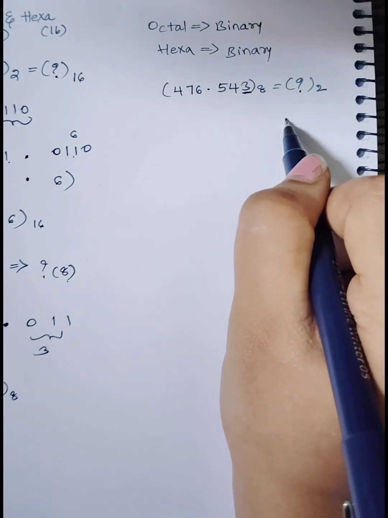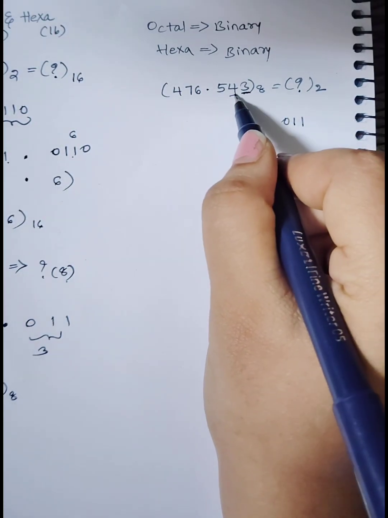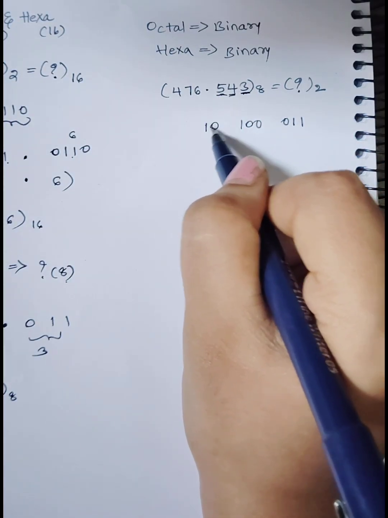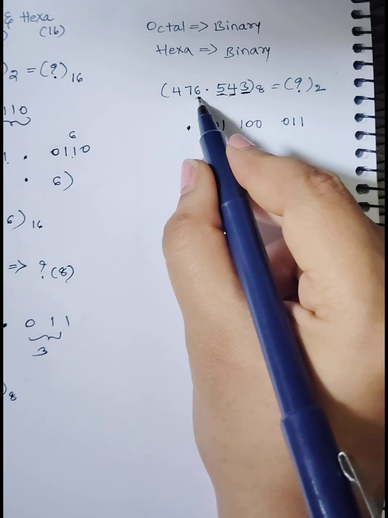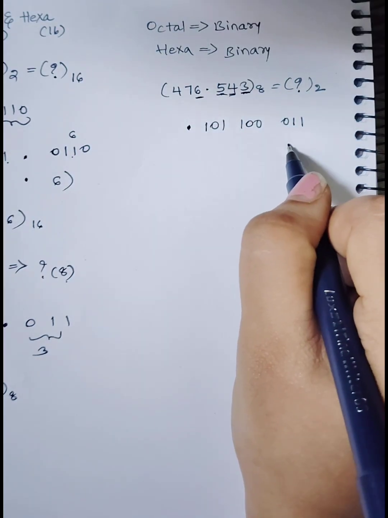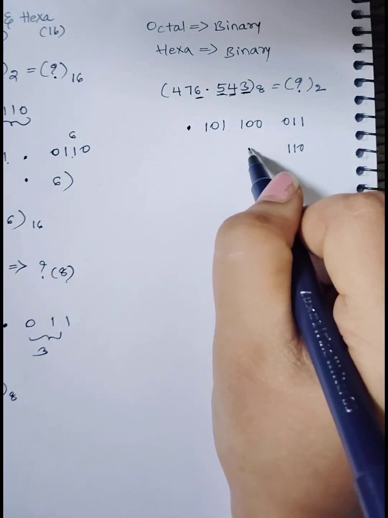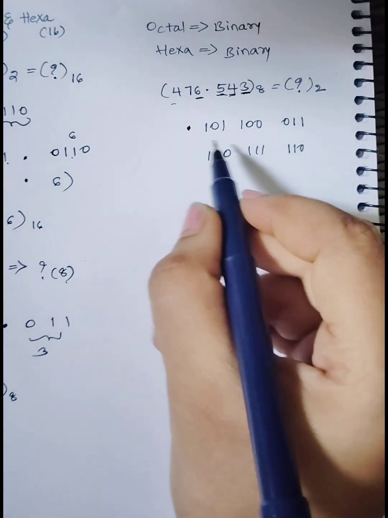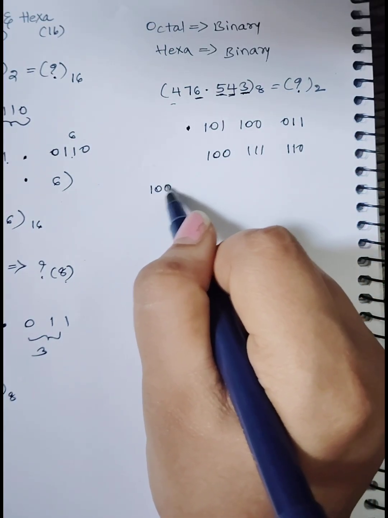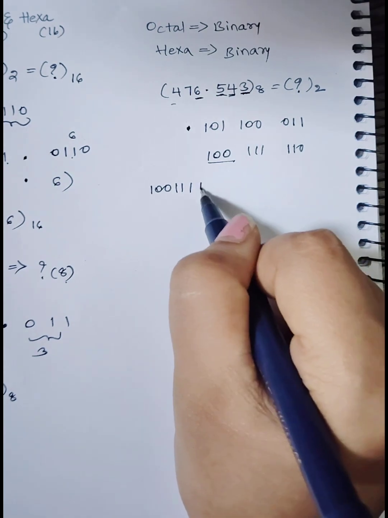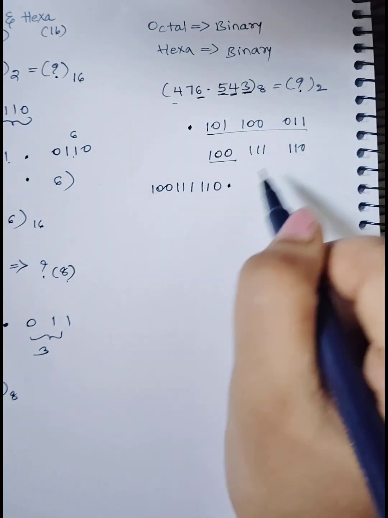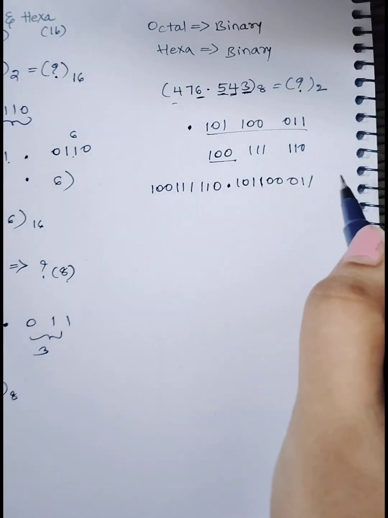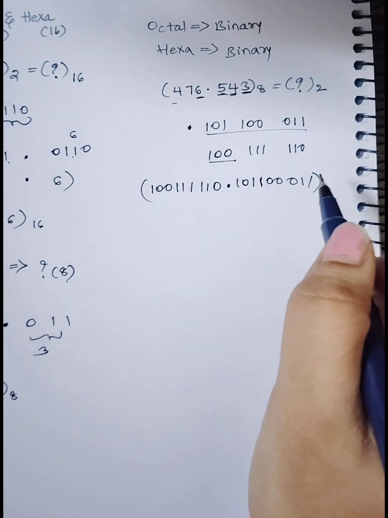3, how do you represent 3 in binary? 0 1 1. How do you represent 4? 1 0 0. And 5, 1 0 1. Point. How do you represent 6? 1 1 0. 7, 1 1 1. 4, 1 0 0. So it will be 1 0 0, 1 1 1, 1 1 0, point, 1 0 1, 1 0 0, 0 1 1. This will be the number in binary.